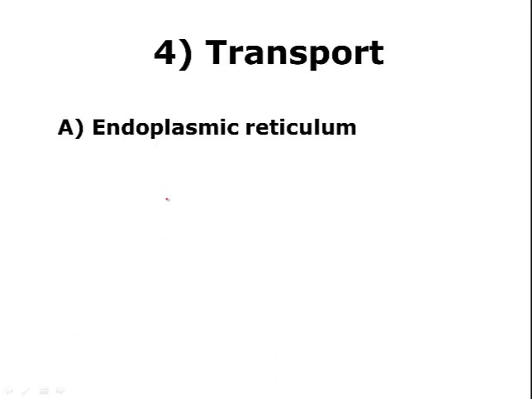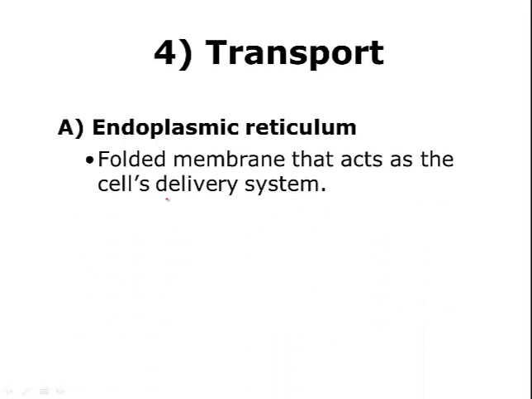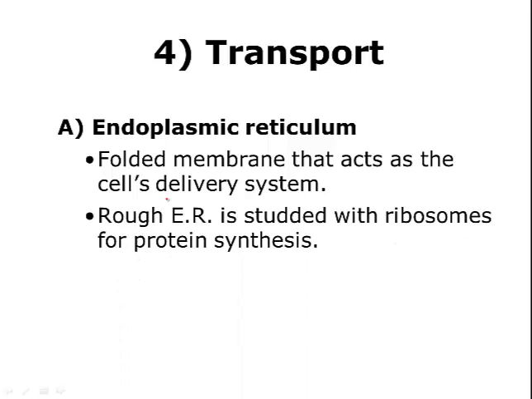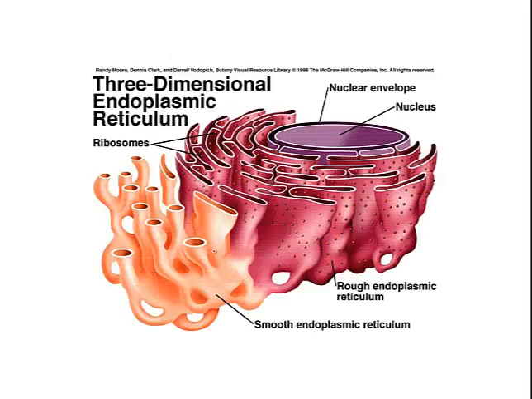Okay. We're going to talk about the rough ER here because the rough ER is a delivery system. So smooth ER is going to be making lipids, but the other ER, which is our rough ER, is actually a folded membrane, and it's going to be a delivery system. So the rough ER is studded with those ribosomes, and that's where we're going to make all of our proteins. And once those proteins get made, they're going to get transported to different parts of the cell.